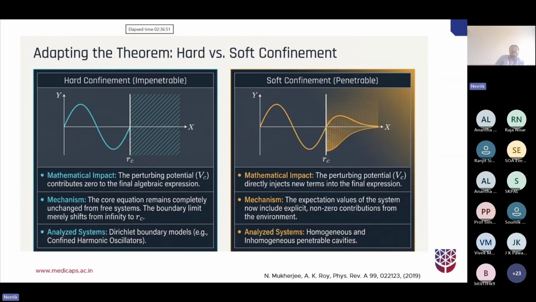Now, if we take this system for two examples, impenetrable and penetrable conditions, we find that they are in very good agreement with the hard and soft confinement conditions.